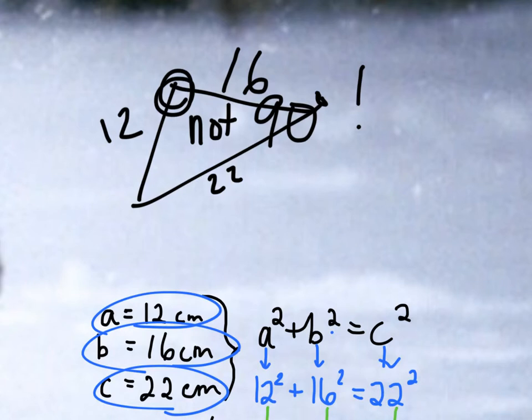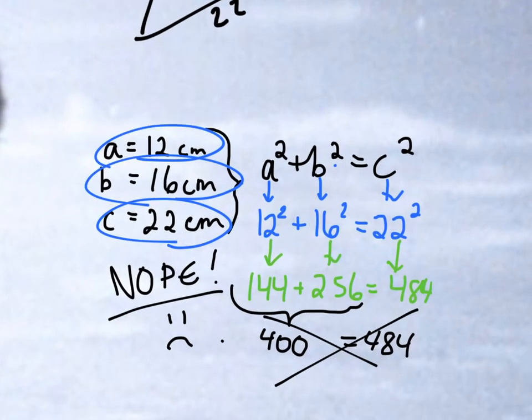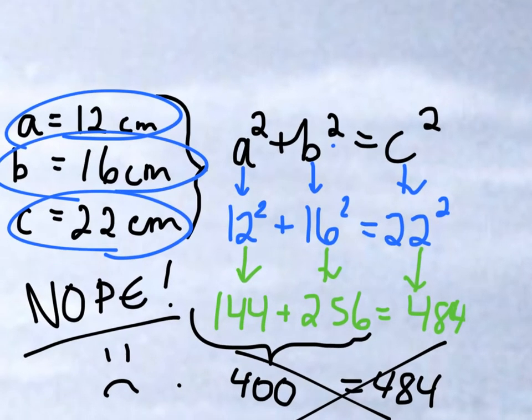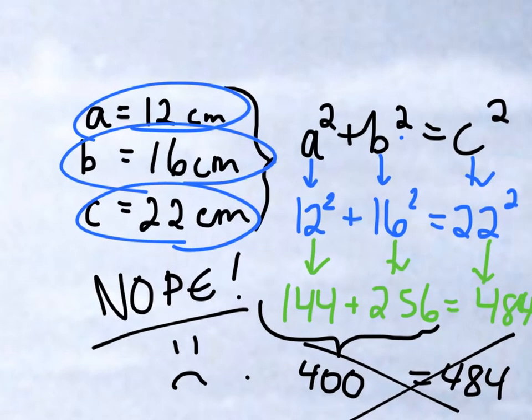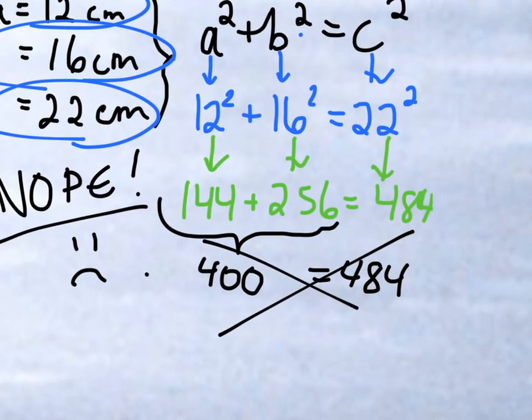And that's it for this video. So just remember the proper steps when you need to do this. First, write out the Pythagorean theorem. Next, replace A, B, and C with the lengths that you're given, and then determine whether or not the equation is true or not.